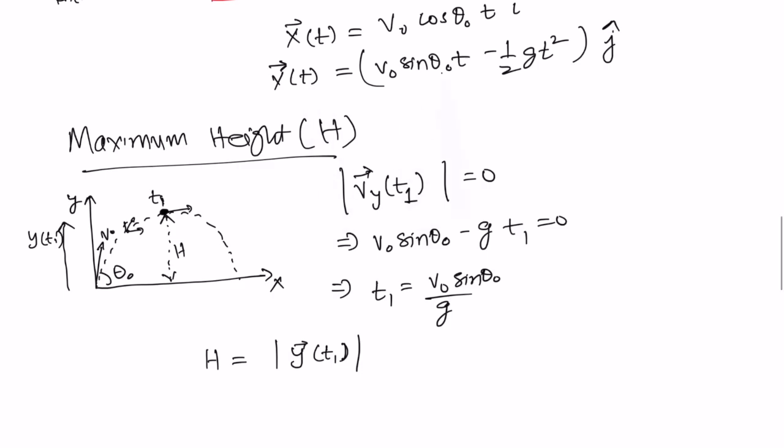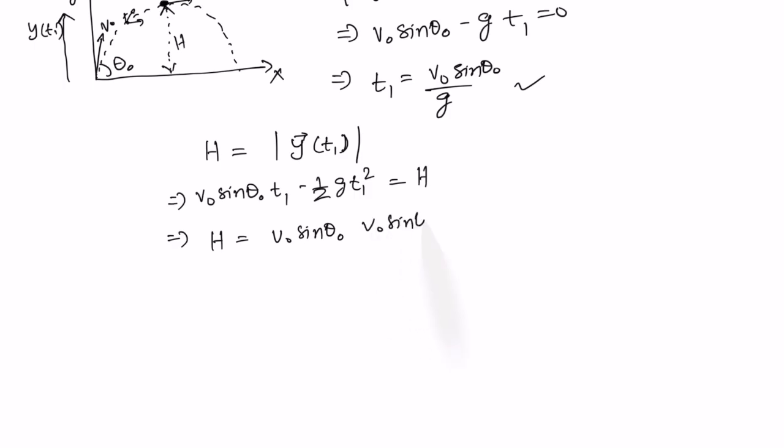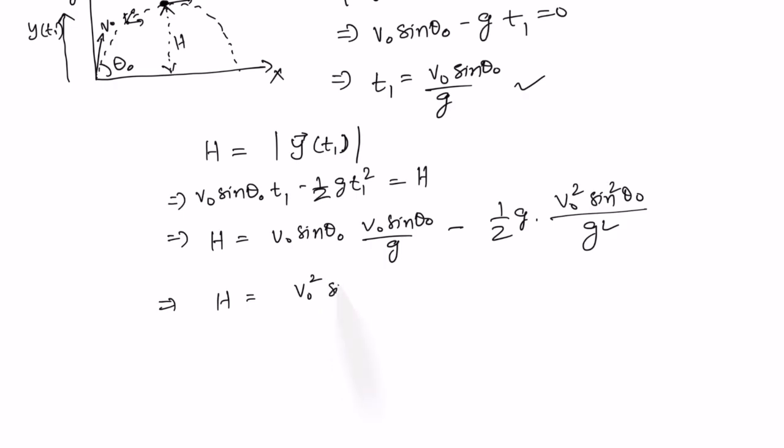Now the magnitude of y at t1 is nothing but this expression: v naught sin theta naught t1 minus half g t1 square equals h. So h equals v naught sin theta naught times t1, which is v naught sin theta naught by g, minus half g t1 square, which is v naught square sin square theta naught by g square, and this is v naught square sin square theta naught by 2g.